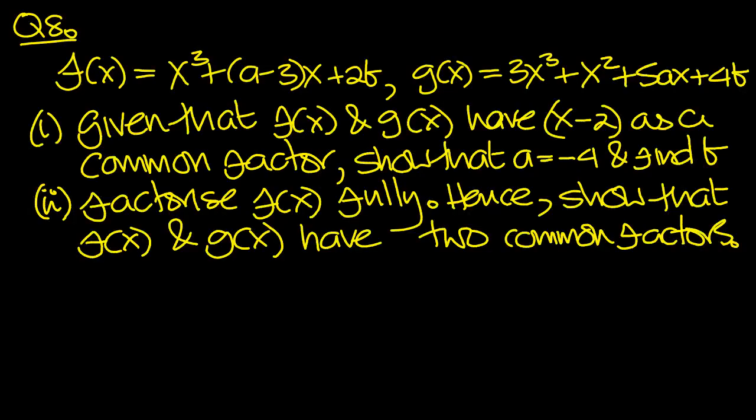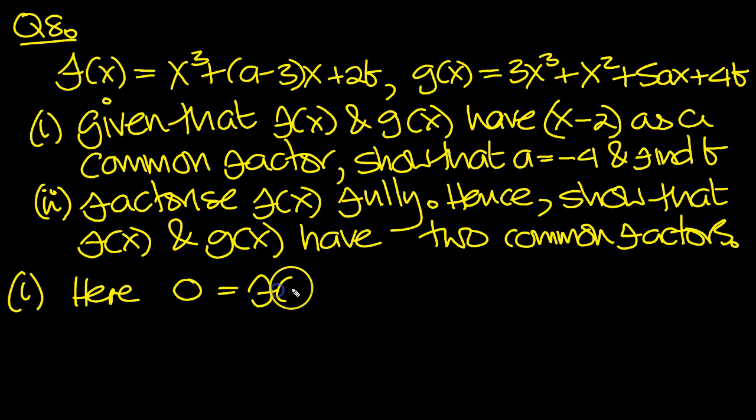So that's the question then. I've got it summarized here. So we're told that x minus 2 is a factor of both f and g. So let's use that part of the question then. Here we know that 0 is equal to f of 2 because x minus 2 is a factor. So put 2 in here then. 2 cubed is 8. Put 2 in here, we get 2 lots of a minus 3 plus the 2b.